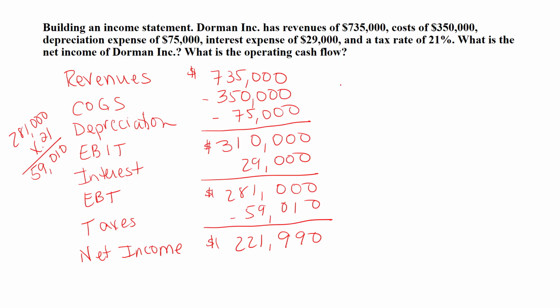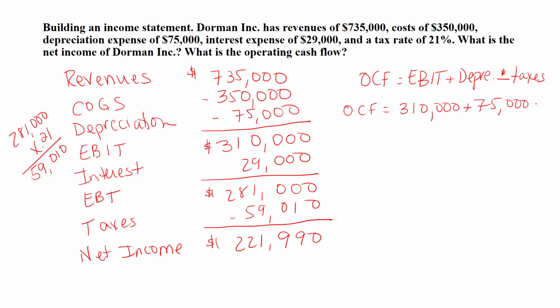So now we're going to find the operating cash flow. We're going to use this formula: EBIT plus depreciation minus our taxes. So our EBIT was $310,000 plus depreciation of $75,000 minus our taxes of $59,010. And when we do the calculations there, we find our operating cash flow is $325,990.